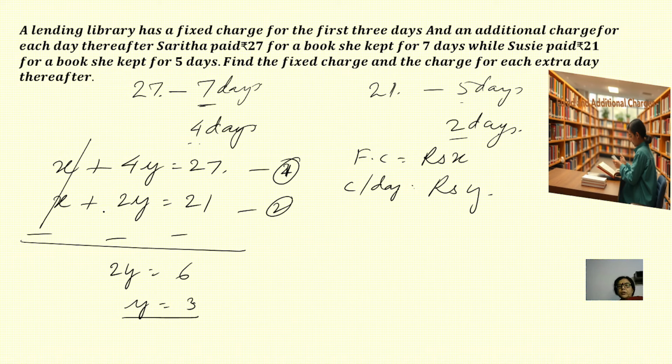So now let's move on to x plus 2y is equal to 21. With the help of any one of the equations, I'm taking the second one, we can find the charge for the first 3 days, the mandatory charge. So x is equal to 21 minus 2y. So x is equal to 21 minus 6, that is 15 rupees. So the first 3 days mandatory charge is rupees 15, and after that, for every day that you keep the book, you have to pay rupees 3. So with the help of this, you can calculate the amount of money that you have to pay for a book which is kept for, say, 40 days, 50 days, or something like that.